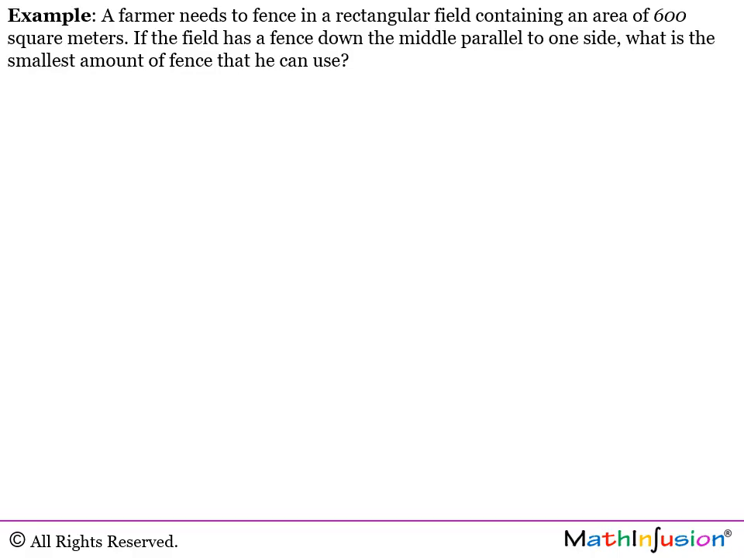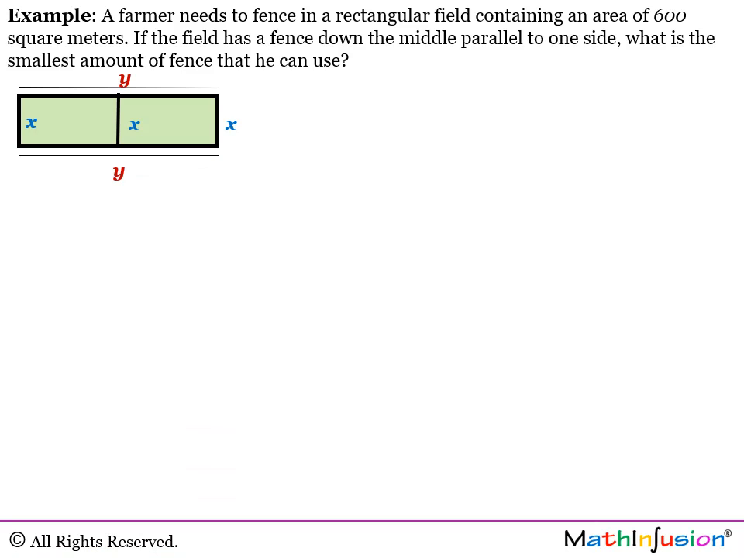Example. A farmer needs to fence in rectangular fields containing an area of 600 square meters. If the field has a fence down the middle parallel to one side, what is the smallest amount of fence that he can use? Usually in a word problem we will start with a nice drawing. The drawing not only shows the situation but also labeling, so I know what is x and what is y. So x is the width and y is the length.